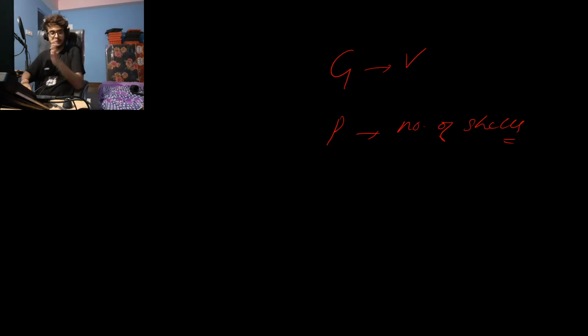And for periods, when we go left to right in a period, the number of electrons will increase and the valency will increase, but the number of shells will remain exactly the same. These things you need to remember.